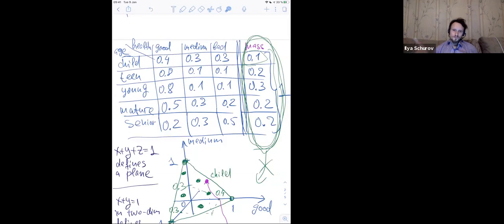Just 0, 0, 1. No, I think 0, 0, 1 is a pretty possible combination of values. It is just probably some old people who feel themselves bad. Probably not exactly 0, 0, 1, but something close.